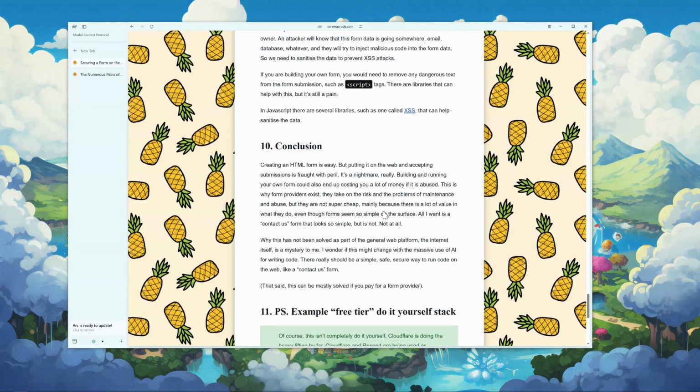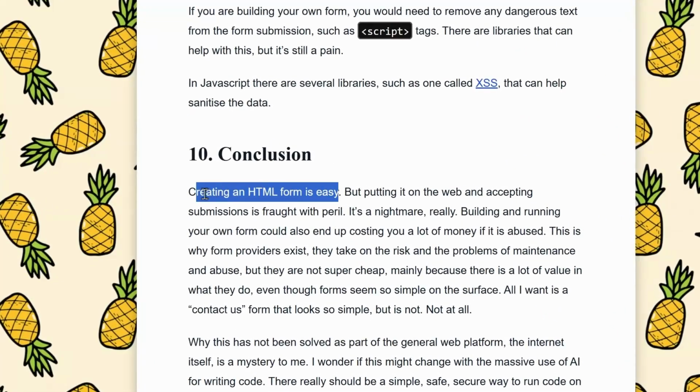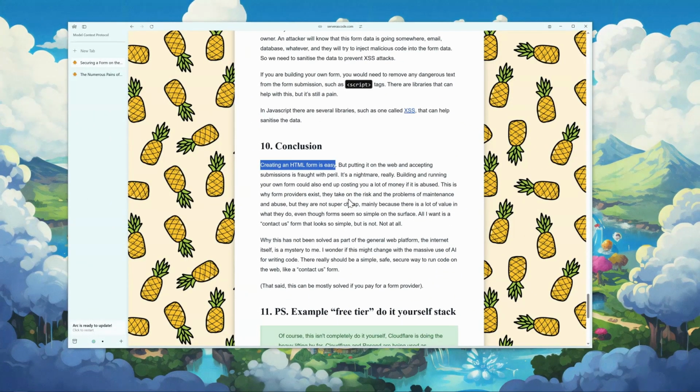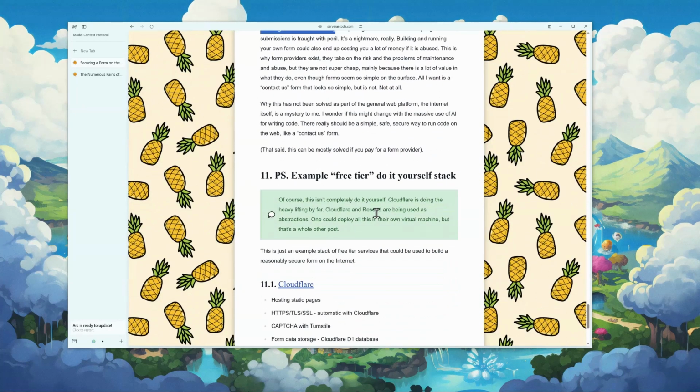So at the end of the day, creating an HTML form is pretty easy, but putting it on the internet and accepting submissions where any bot, any spammer can submit it is fraught with a bit of peril. So you want to maybe think twice about how you do this, or really make sure that you're taking as much as possible into consideration when you're building this out.